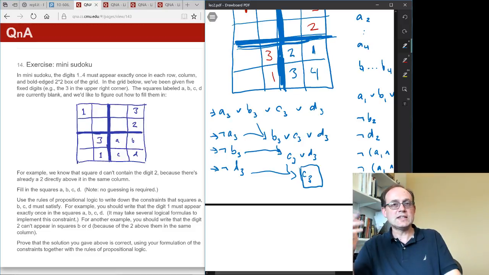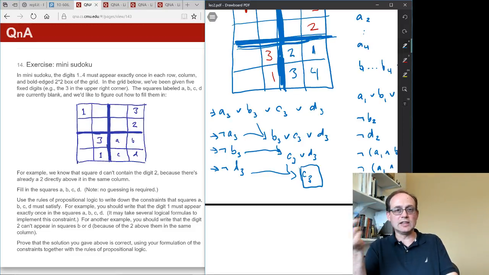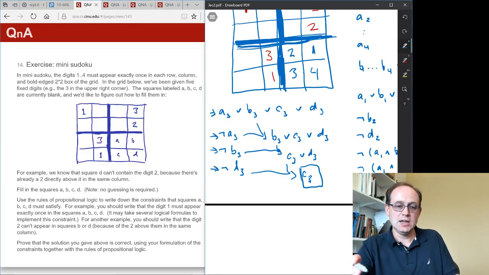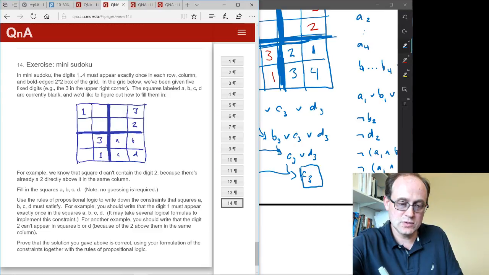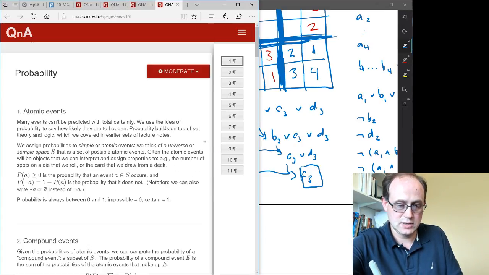Okay, so that's an example of using logical reasoning on a slightly more complicated propositional logic example. All right, so we should just have time now. Again, keep asking questions on Piazza, but we should just have time now to start looking at probability.